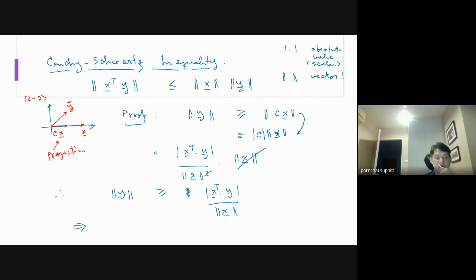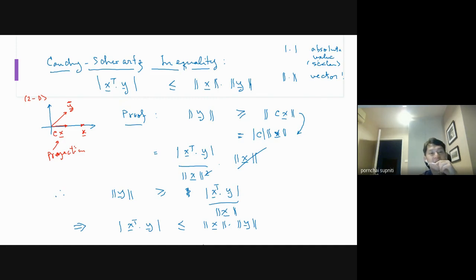Or you can just multiply the size of x at the denominator to the left-hand side, and then we reverse the order. So you have that the size of x transpose multiplied with y is less than or equal to the magnitude, the size of x multiplied with the size of y. So up here, maybe I should change the symbol instead of writing it as the size. I can write it like this. So it is the same thing.